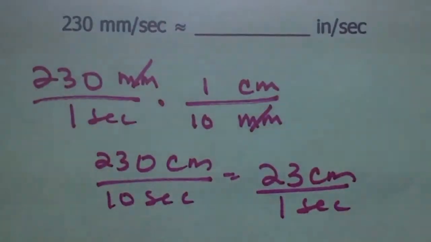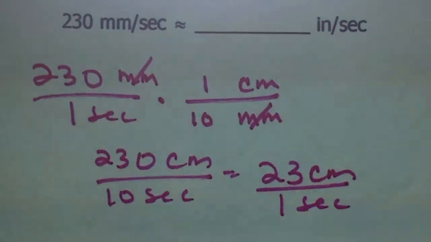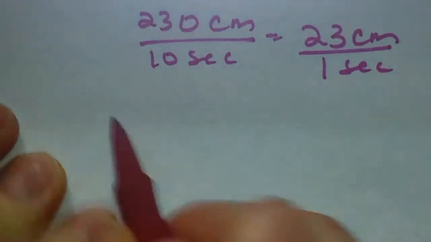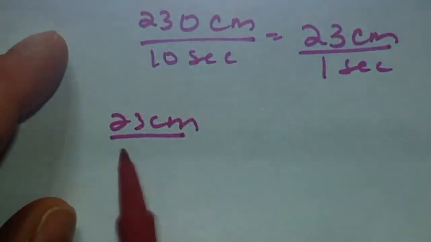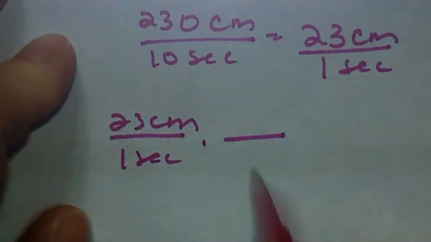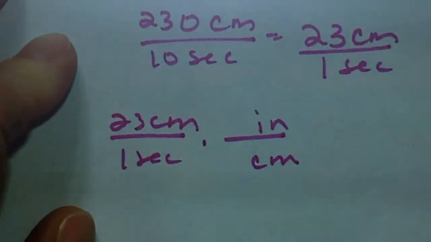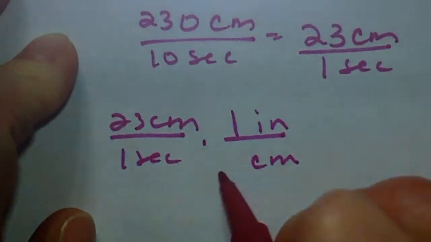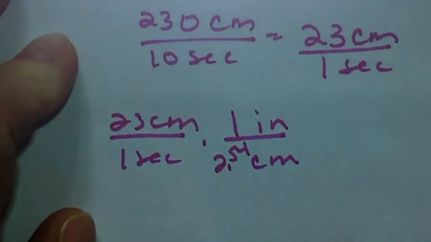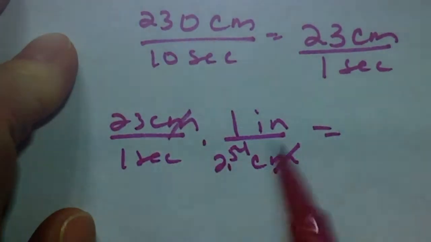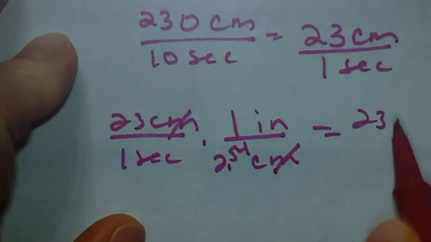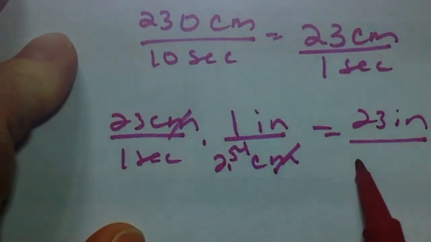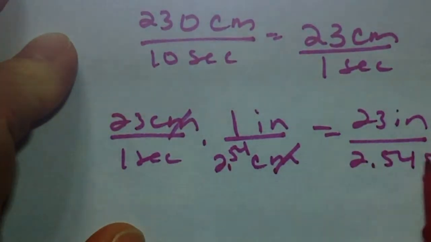Okay, so if we have 23 centimeters per second, and now I want to change that to inches, and now this is a lengthy one, we're going to keep on going. I'm going to take my 23 centimeters per 1 second. I want centimeters to go away, so I can end up with inches. And on your conversion, it says that 1 inch is equal to 2.54 centimeters. So centimeters will cancel out. 23 times 1 inch is 23 inches. And 1 times 2.54 is 2.54, and it's 1 second. So I have my inches per 2.54 seconds.